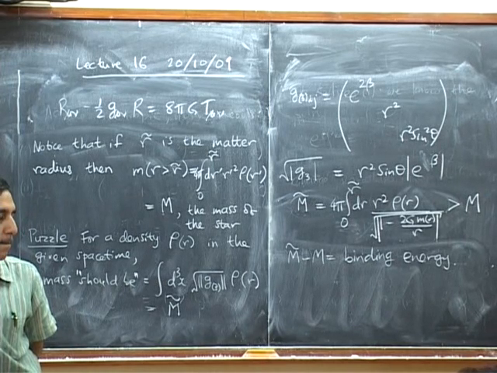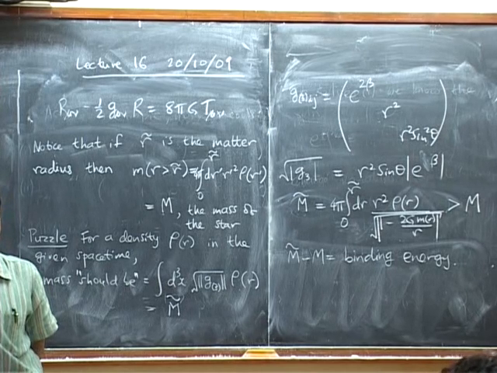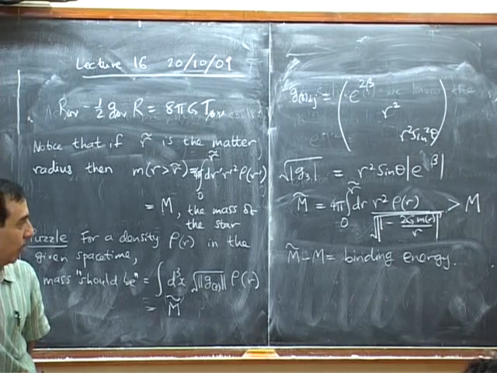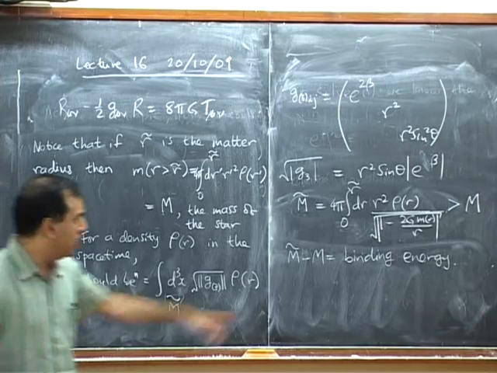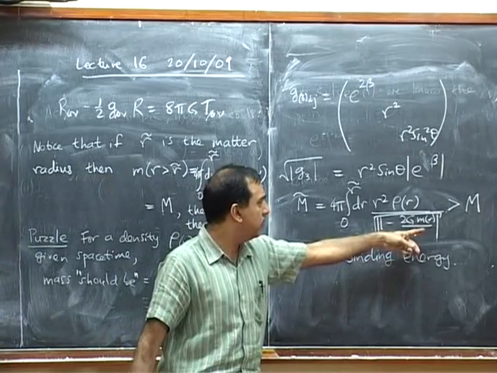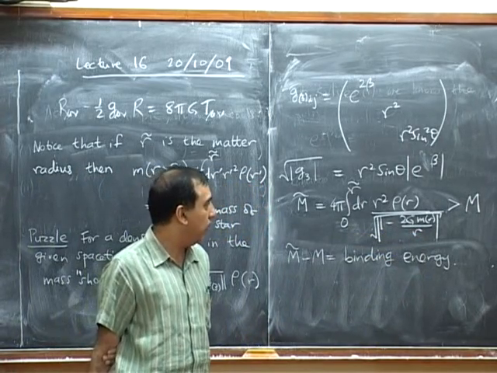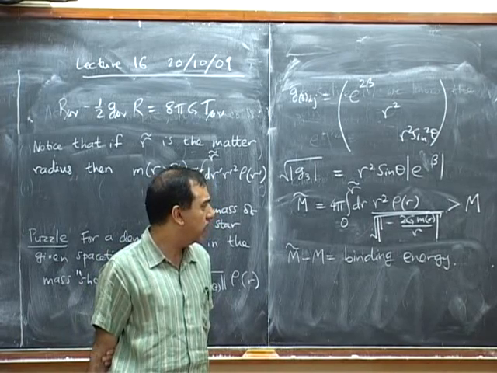You gain energy. By letting them fall, you can gain energy and so mass should be less. Mass of what should be less? Assembled object. But is it actually obvious from this integral? Yeah, it is obvious. For that, this should be a factor greater than 1, right? But is it greater than 1?